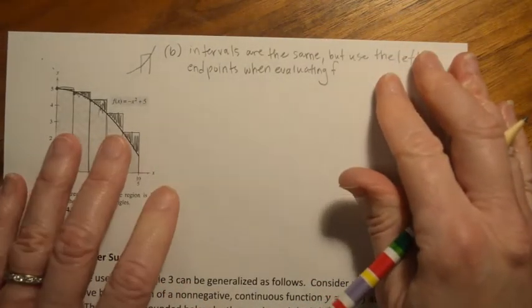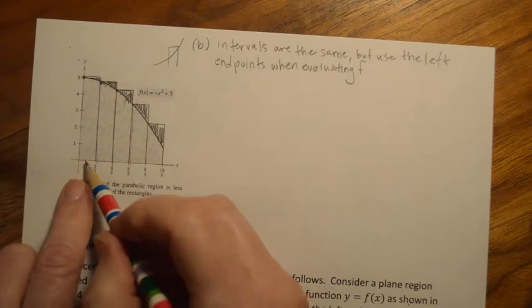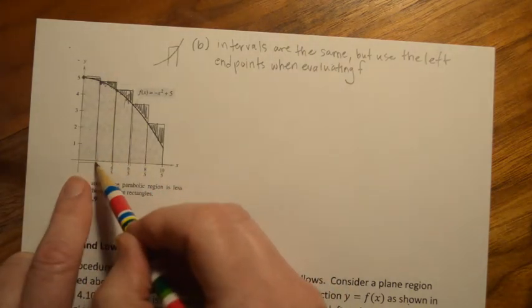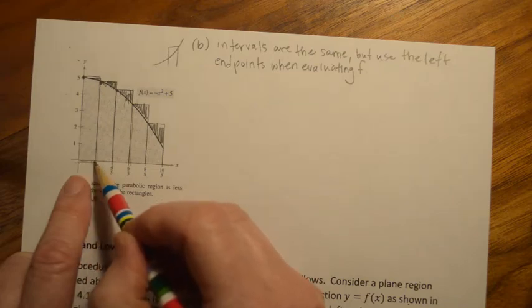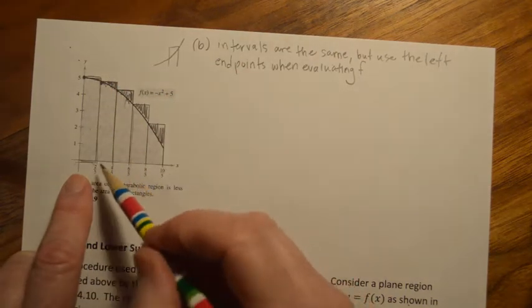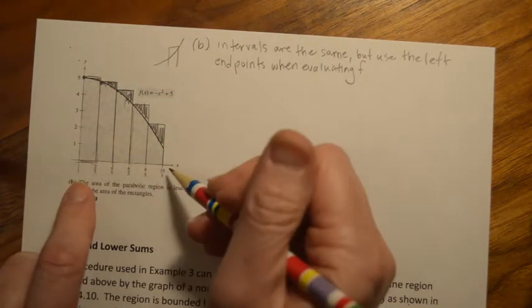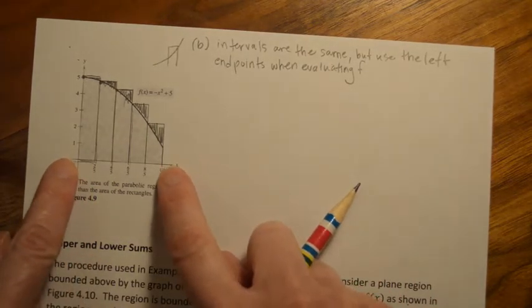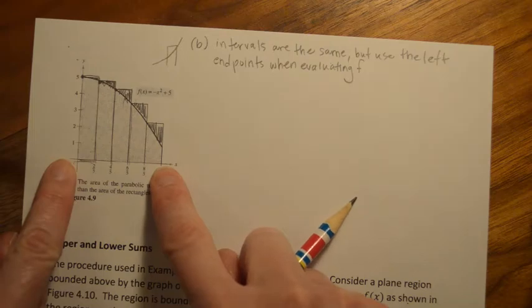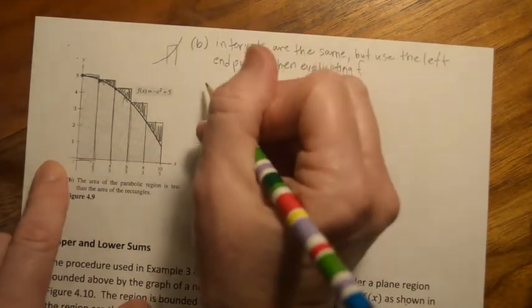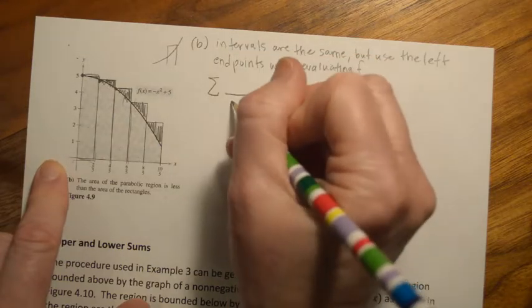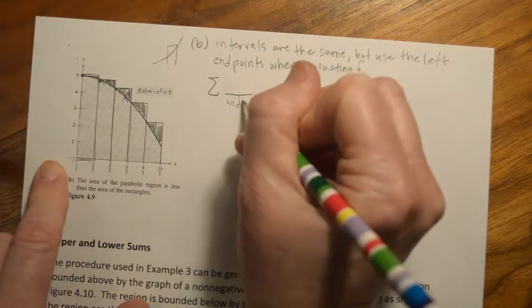Okay, so again, just as we did before, in order to find the area of each of these rectangles, we're going to have to find the width of the rectangle and the height of the rectangle. So the width is still going to be the same as before. We're going to take the whole length of 2 and subdivide it into 5 equal parts. All right, so when we figure out what the area is, again, we've got the width.